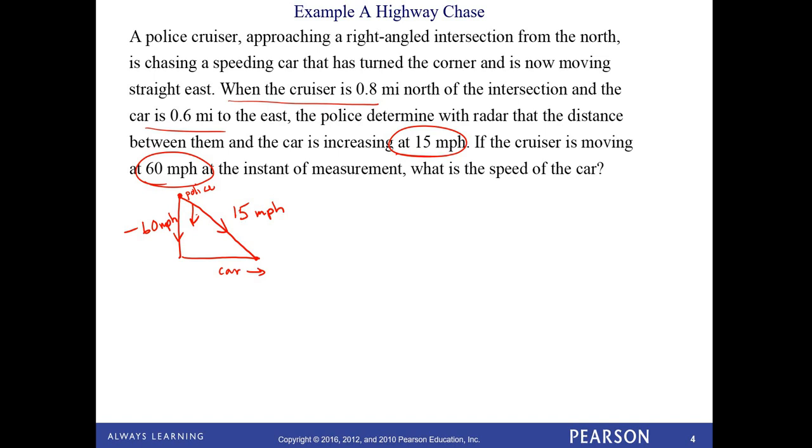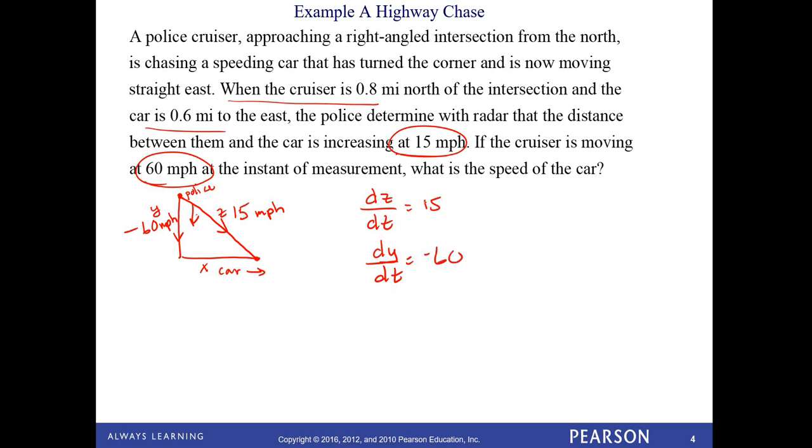Okay, so I have my picture and I have some given information. I need some variables to assign to this. Since this looks like a coordinate plane, I'm going to make the car x, the cruiser y, and the distance between the two I'm going to make z. So I know that dz/dt, the distance between the police and the other car, has a rate of 15 miles per hour. I also know that the rate of the cruiser itself, dy/dt, is negative 60.